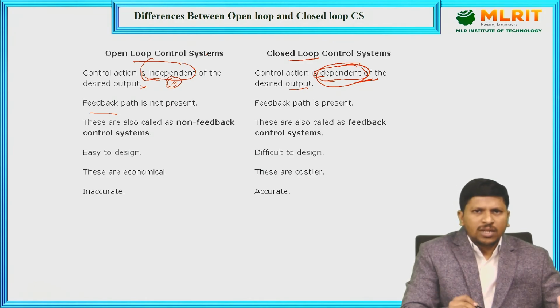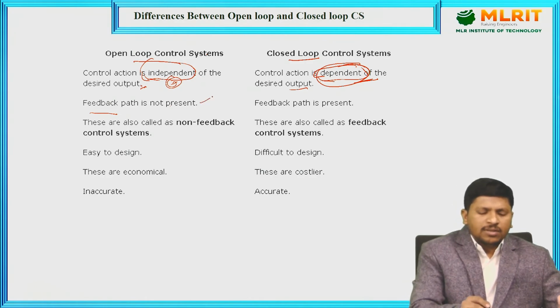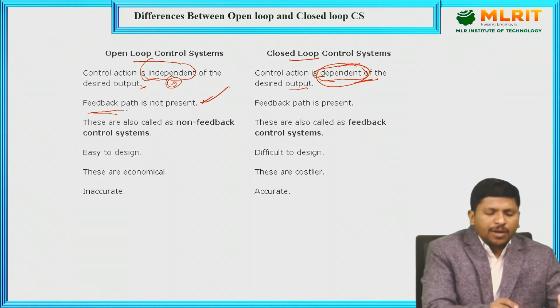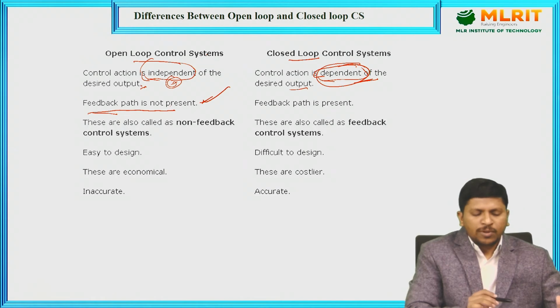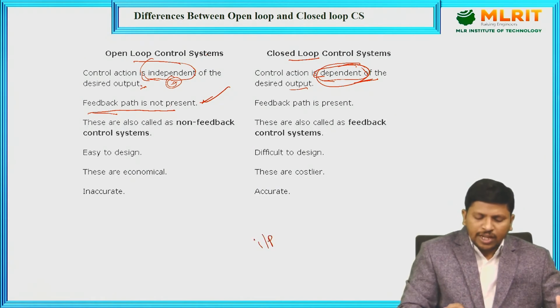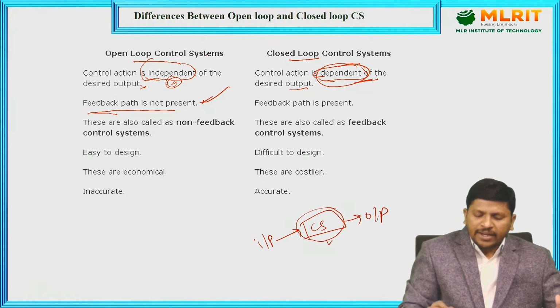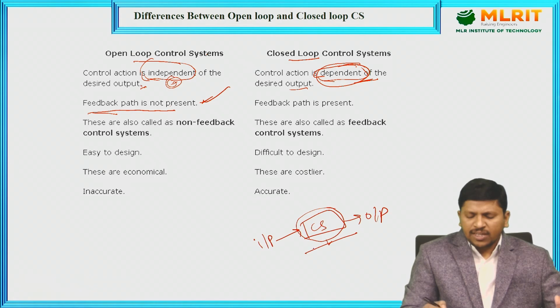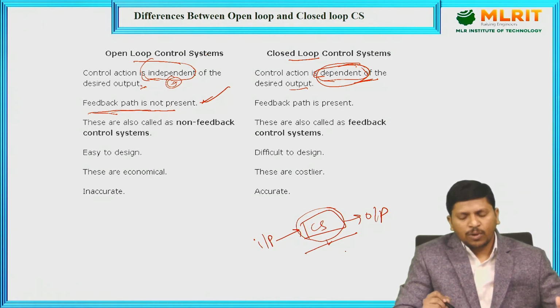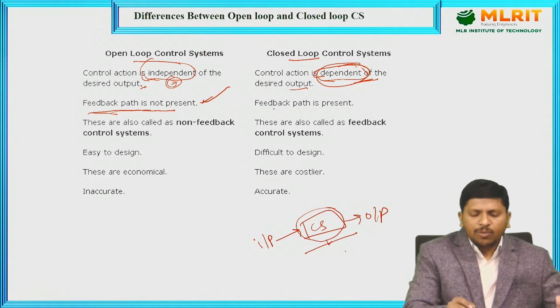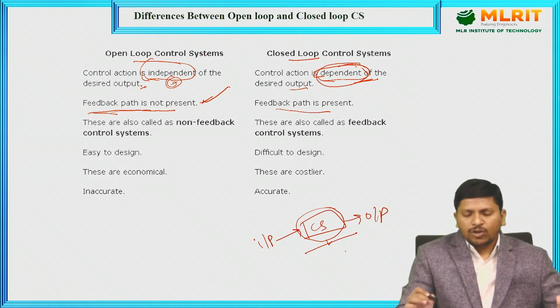Coming to the second point, the feedback path is not present in an open loop control system. We just give the input signal to the control system, and we get the output based on the system characteristics. It is simple, there is no feedback, so the feedback path is not present in an open loop control system. And the feedback path is present in closed loop control systems.